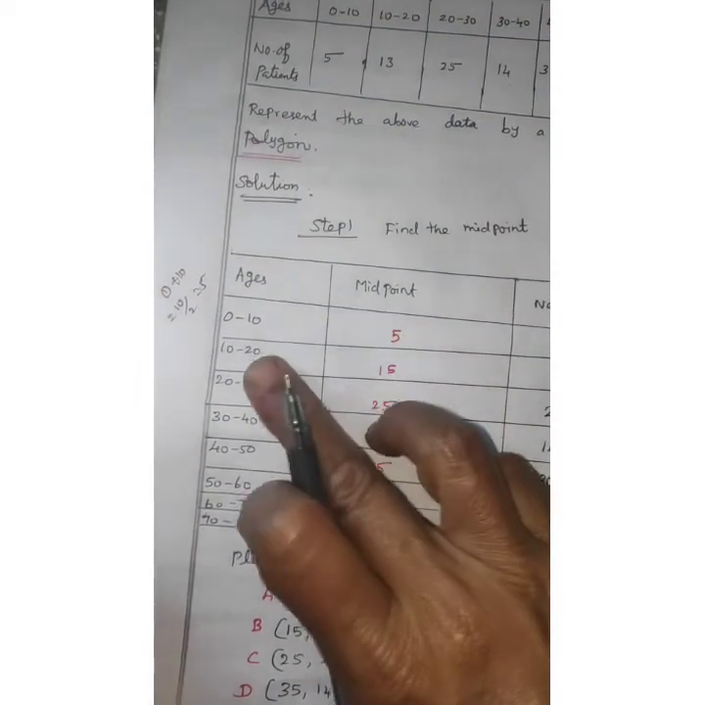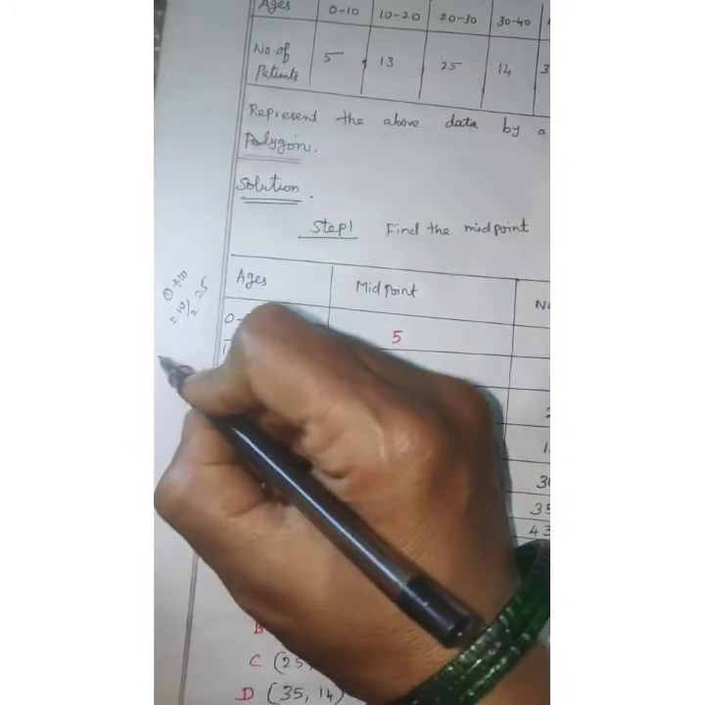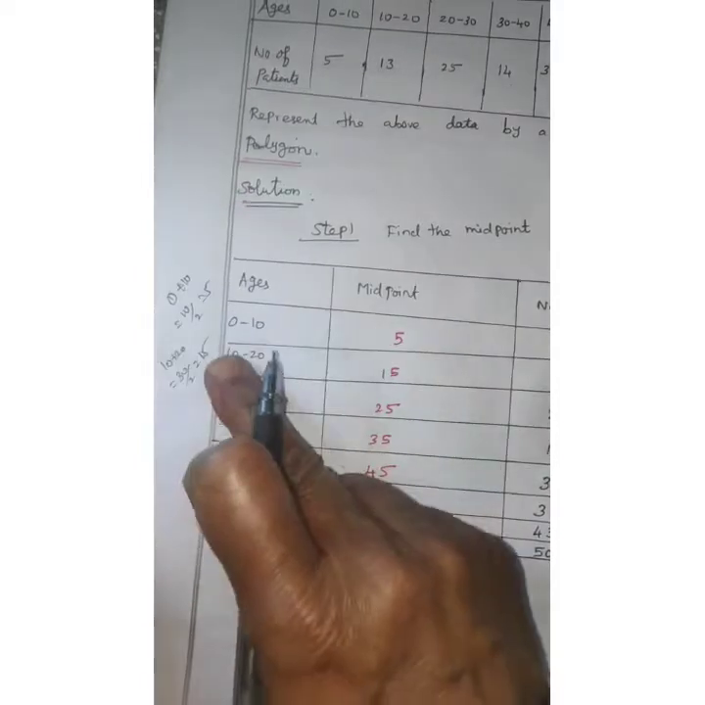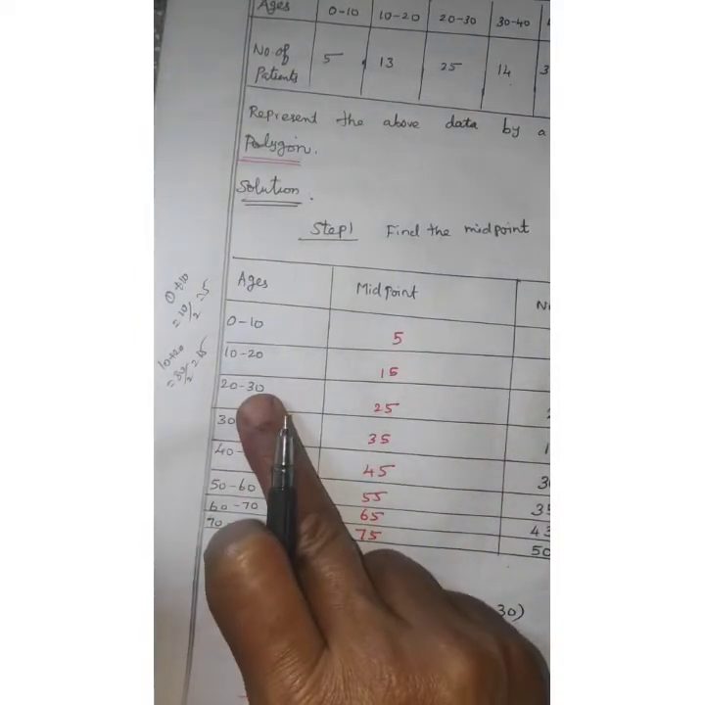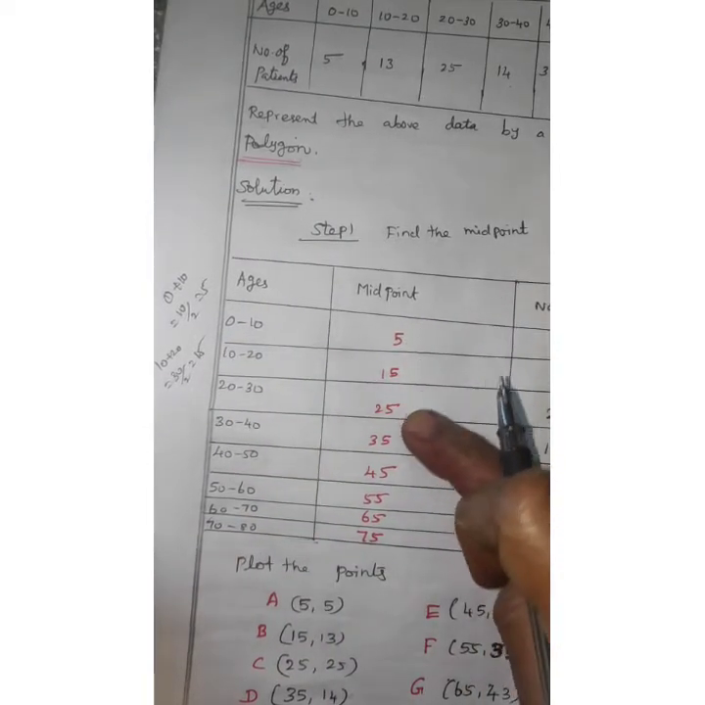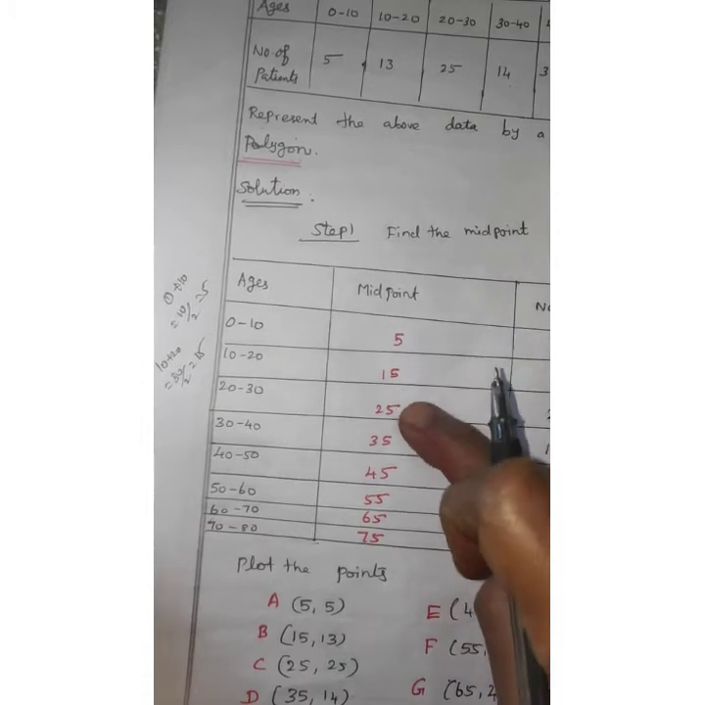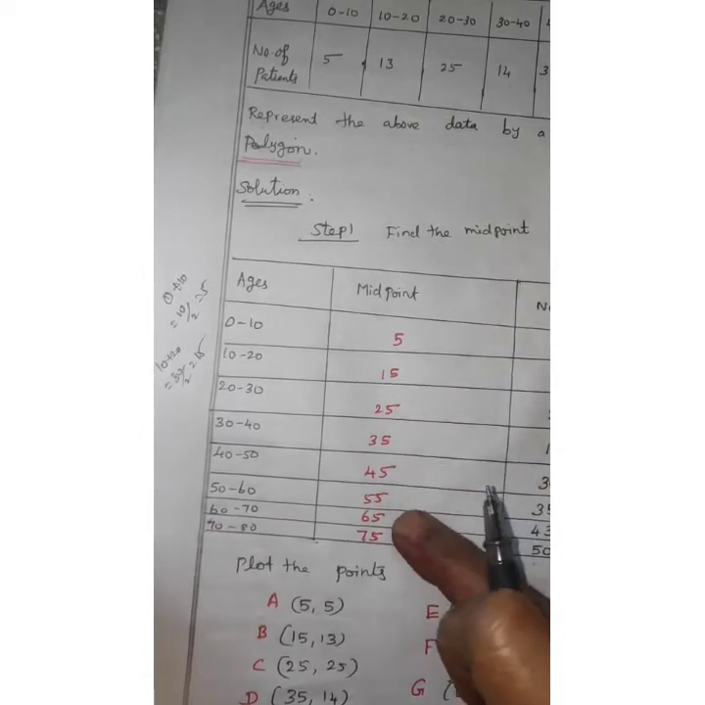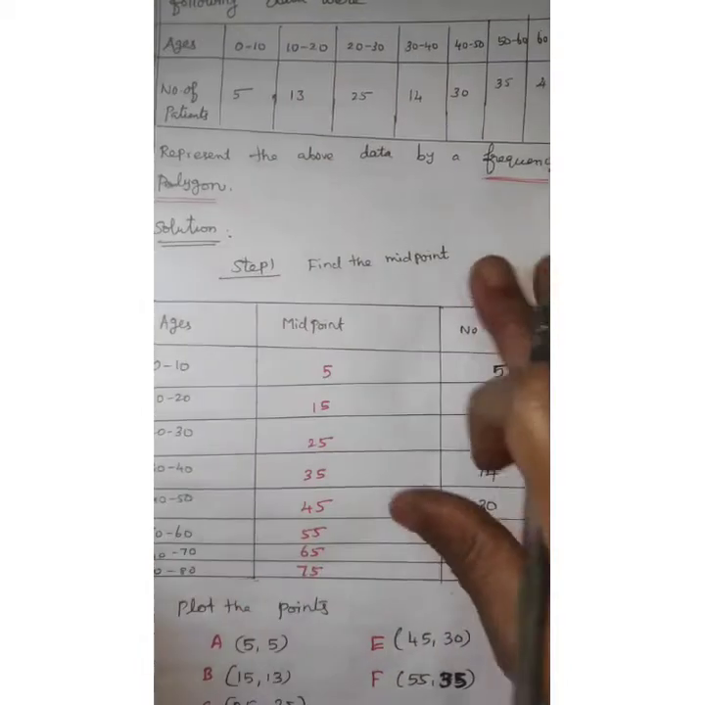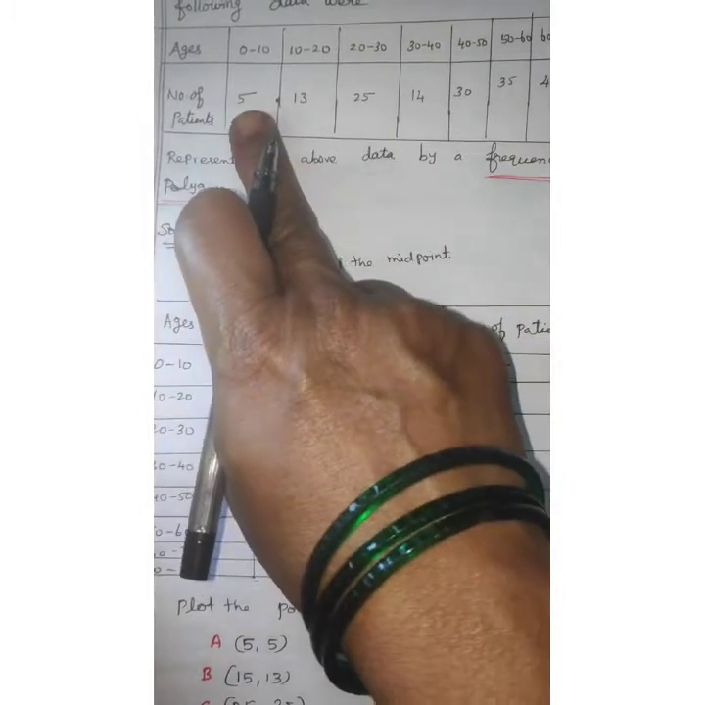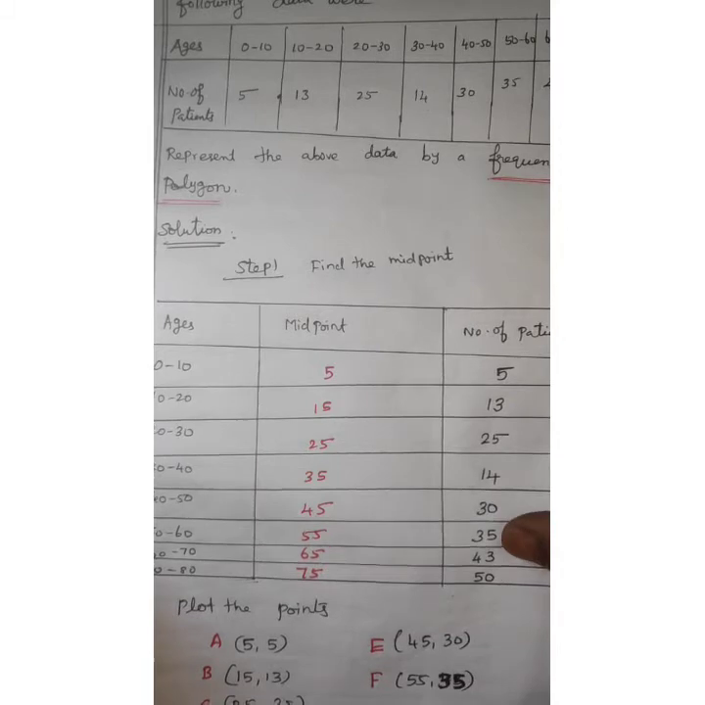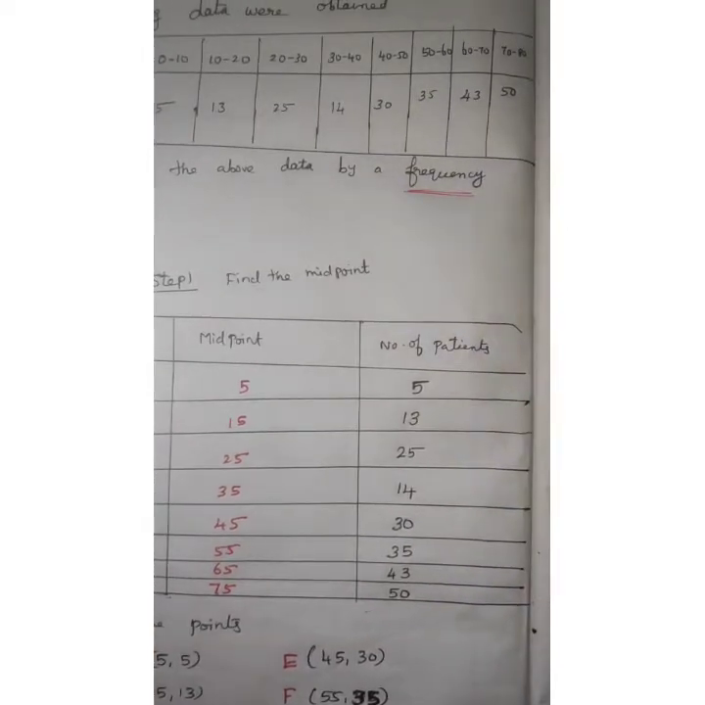Write it the midpoint. Next 10 to 20. 10 plus 20 you add. 10 plus 20 equal to 30. 30 by 2 equal to 15. This 15 here you write. 20 plus 30, 50. 50 half is 25. So write in here 5, 15, 25, 35, 45, 55, 65, 75. Right after, what is that given in the number of patients? They are given in the frequency, write it here. 5, 13, 25, 14, 30, 35, 43 and 50 you write it here.